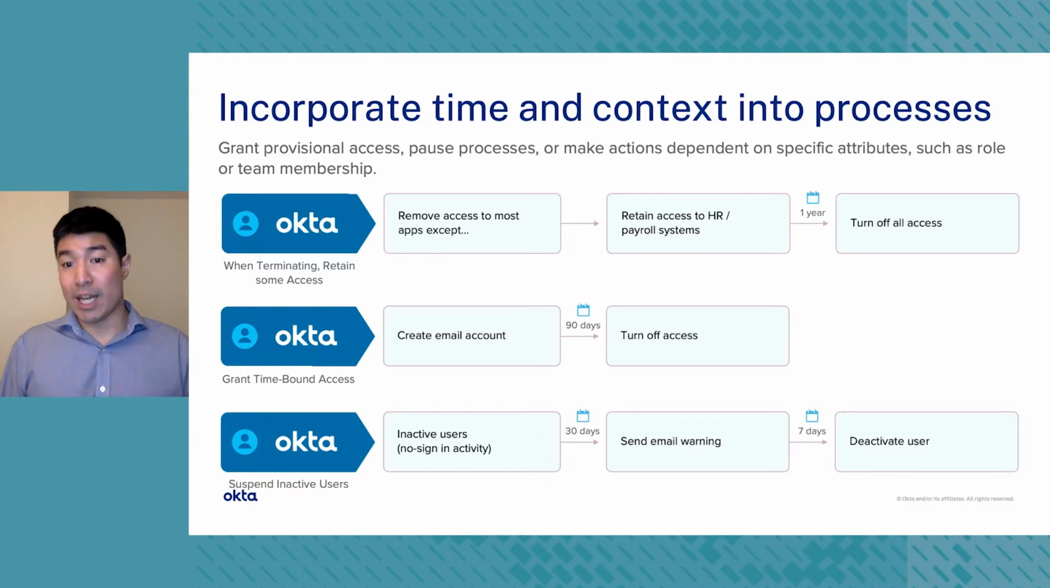Or you might want to take an inactivity-based approach whereby you know you've created an account for an external user. You see they have not logged in. Maybe you send them an email warning. If they still haven't logged in, then you deactivate the account 7 days later. So these are just examples of the many that workflows can assist with.